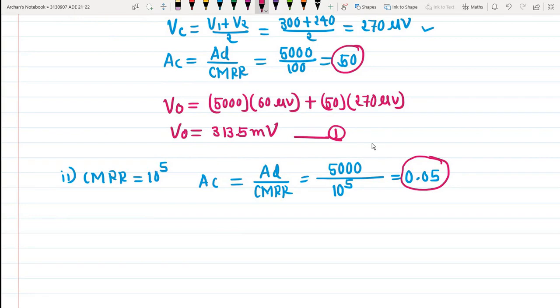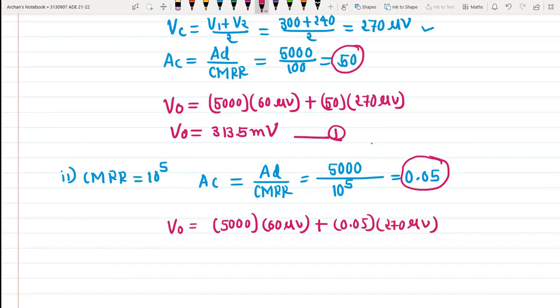So we have V0, which is equal to AD 5000, VD the difference voltage is already available to us, 60 microvolt, plus AC 0.05 and VC 270 microvolt. So the common mode contribution will be 0.05 into 270 into 10 raised to minus 6. That will become 1.35 into 10 raised to minus 5.